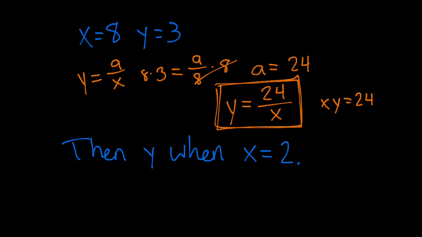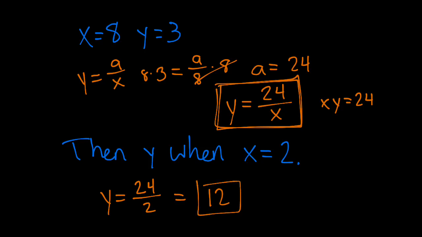So then the last part, find y when x equals 2. All we have to do is plug in 2 for x. And when x is 2, y is 12. And that's it for inverse variation. That should seem very similar to direct variation.